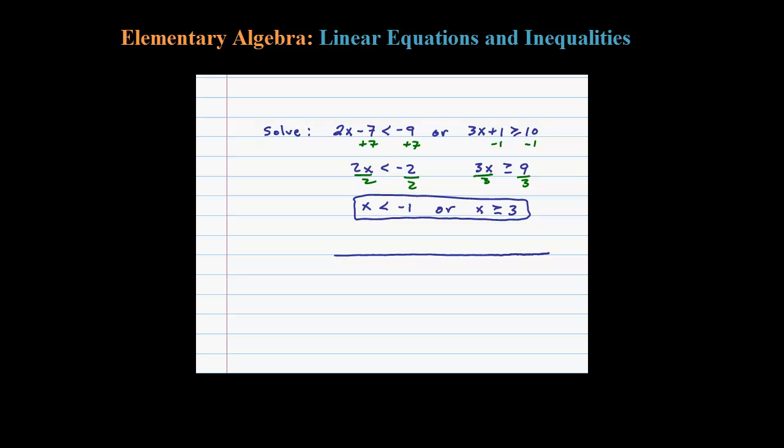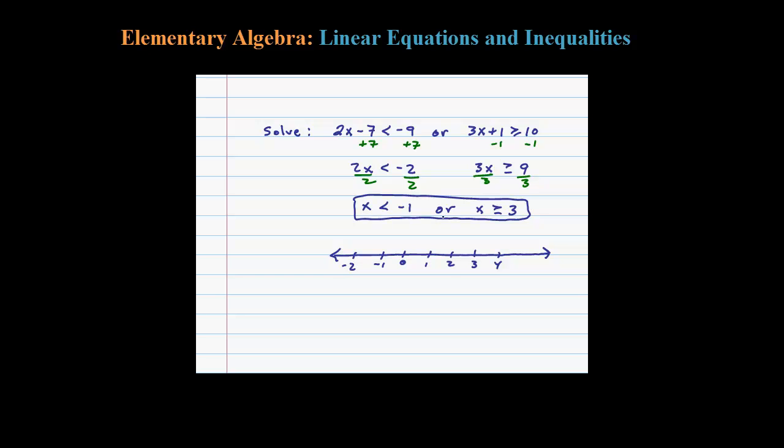So we're going to think of that as a union of sets. So let's choose a good scale. Let's say zero is here. We have 1, 2, or negative 1 out this way.